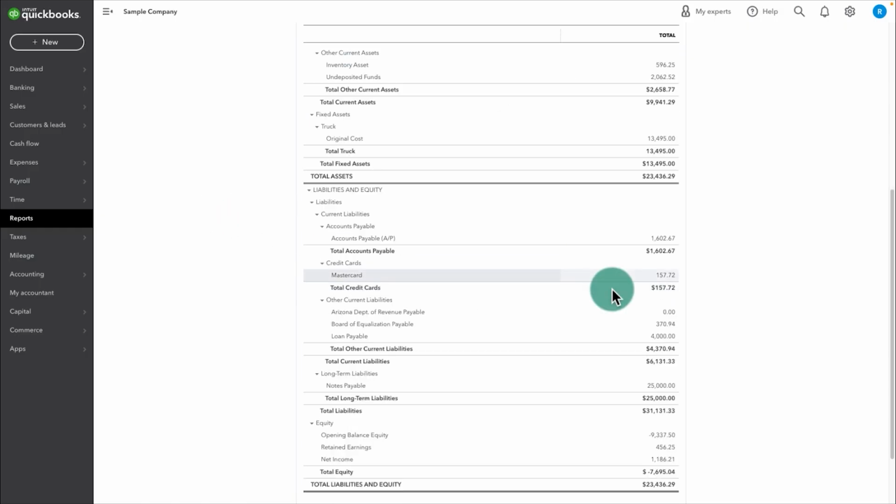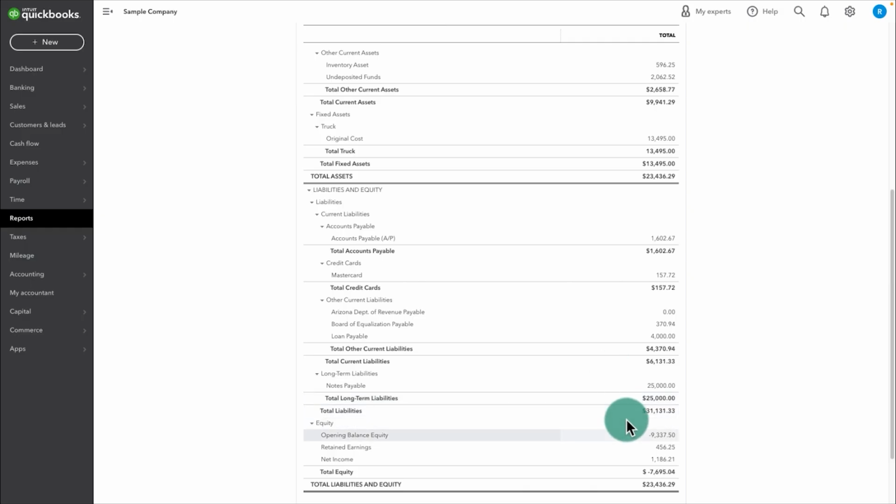I then have my credit card or credit cards. Again, just looking for negatives. If I haven't overpaid my credit card, it should not be a negative. My other current liabilities, this is going to be stuff like the sales tax I've collected, tips if applicable, payroll taxes, some loans. I'm just following my trend here. I'm looking for negatives. I'm going to look at my long-term liabilities, which are loans that'll be paid off in more than 1 year. Looking for negatives.